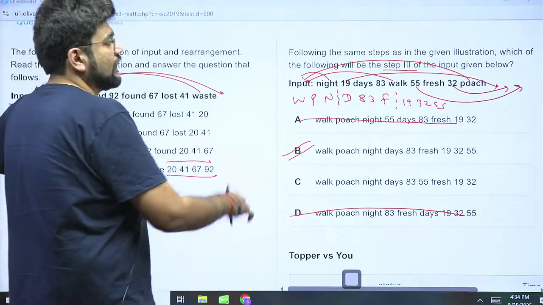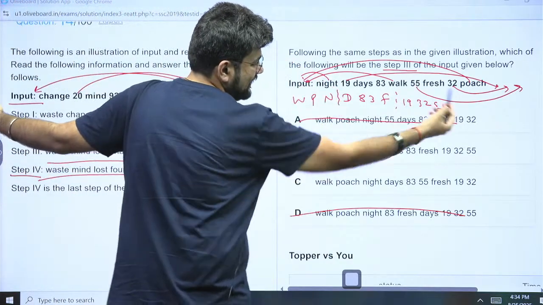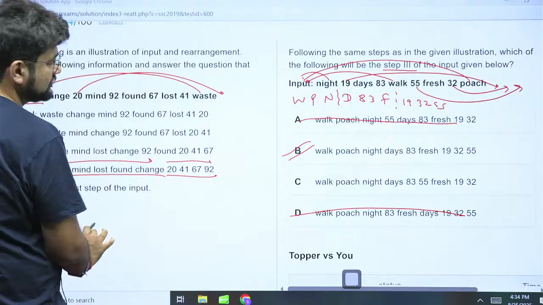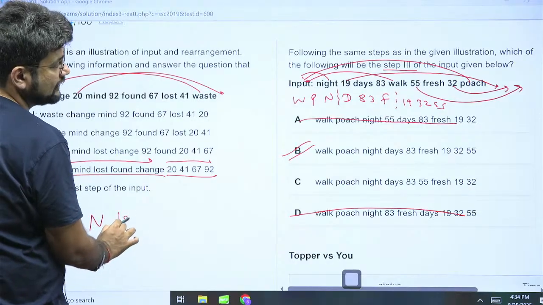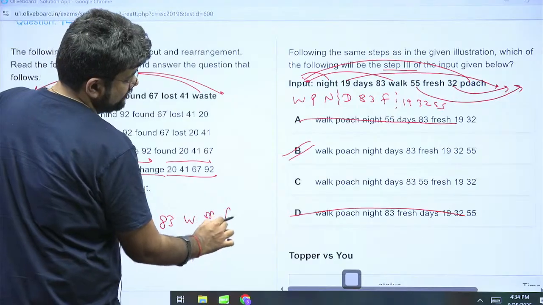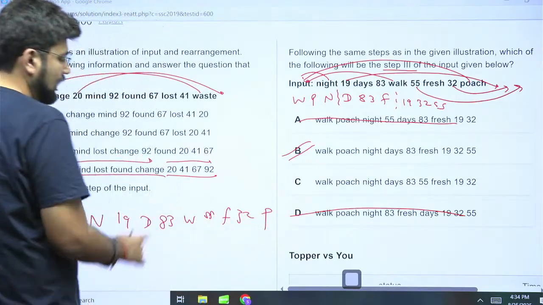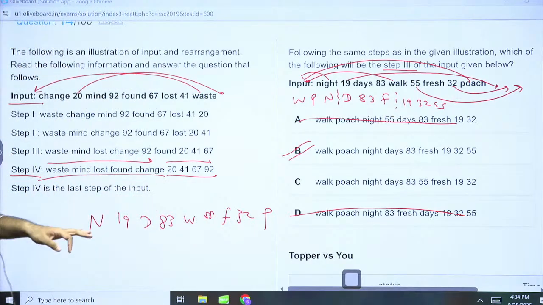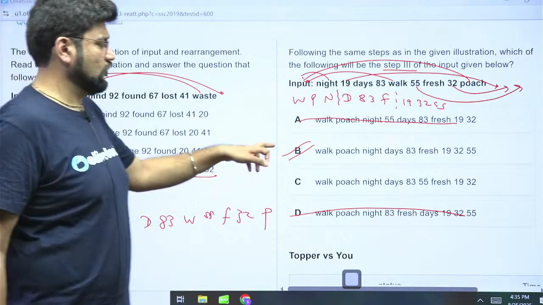Now technically what I would have suggested at this point is to quickly write this down, letters only, somewhere at the side. N19, D83, W55, F32, P. And then approach it one by one, stepwise. Quickly, till step 3 you will get your answer.